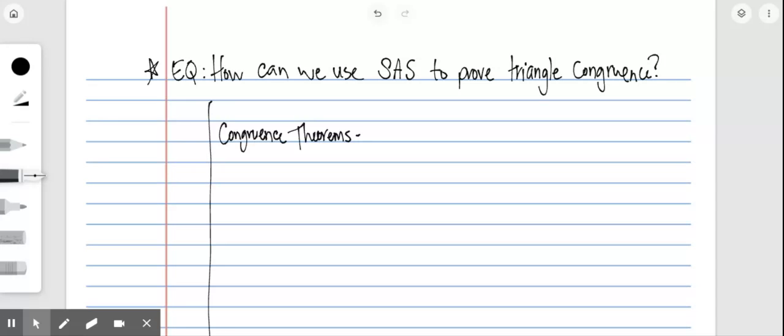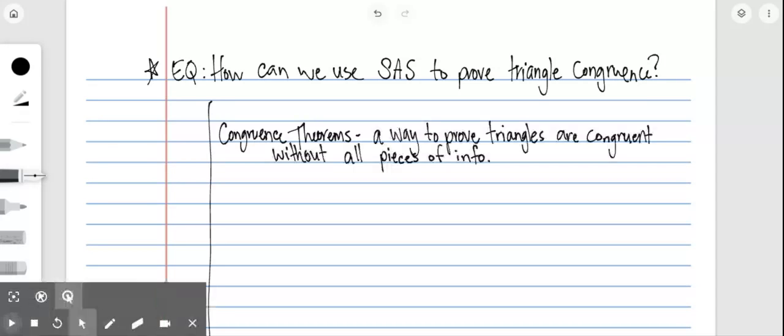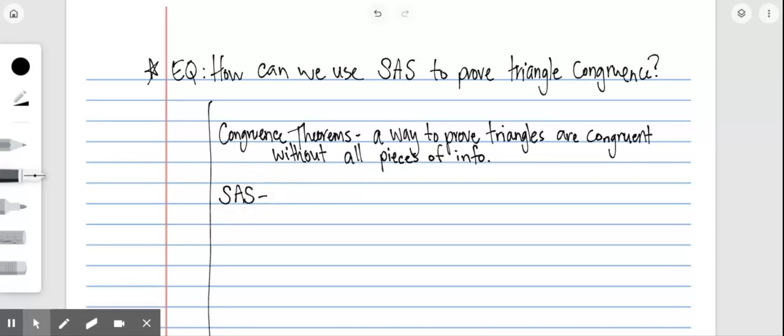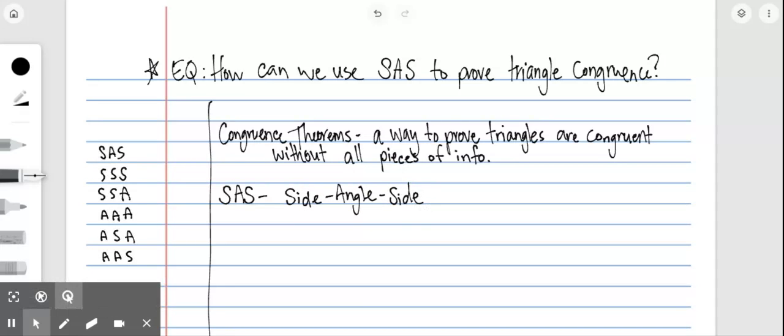the world. So congruence theorems are ways to prove two triangles are congruent without knowing every single angle measure and every single side length. Okay, so congruence theorems, they're just a way to prove triangles are congruent without all of the pieces of the information. So today we're focusing on SAS. SAS stands for side, angle, side. Okay, in a triangle, there are 6 different possible congruence theorems, and not all of them create congruent triangles. But today we're going to talk about side, angle, side.